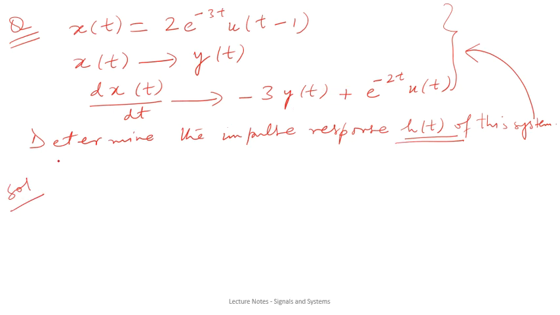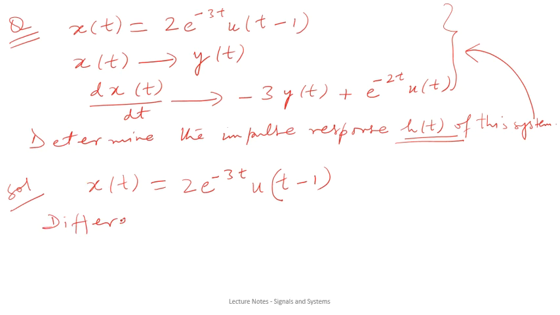Okay, let us start its solution. You first of all rewrite what is already given to you, that is x(t) is given as this signal, twice e^(-3t) u(t-1). Okay, so for obtaining this dx(t)/dt, obviously you have to differentiate both sides of this equation. So you just differentiate this.